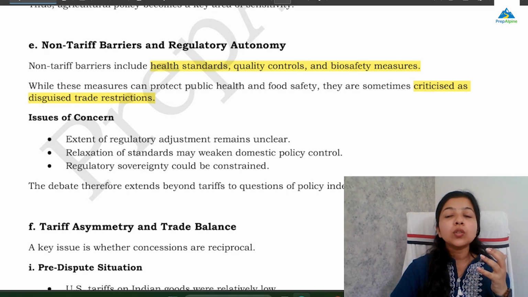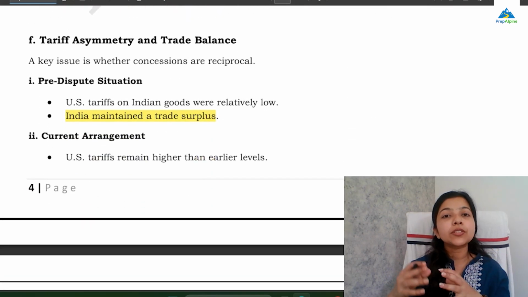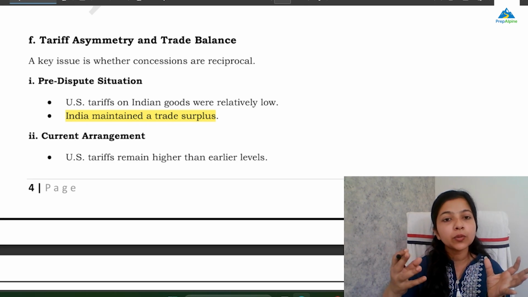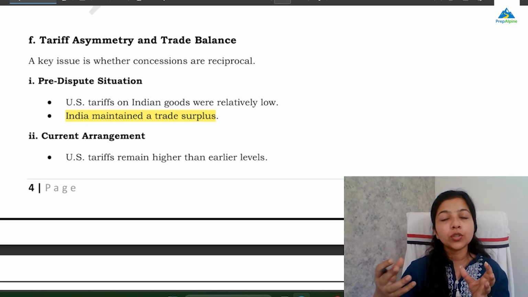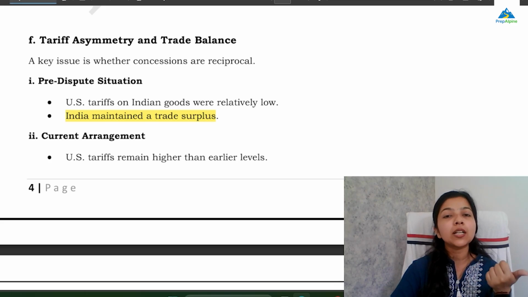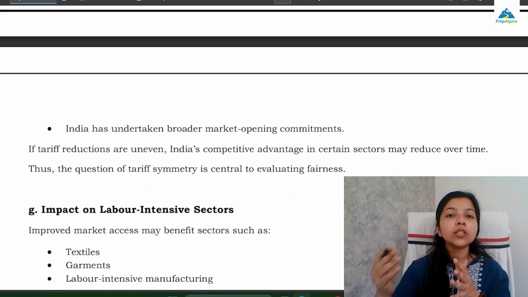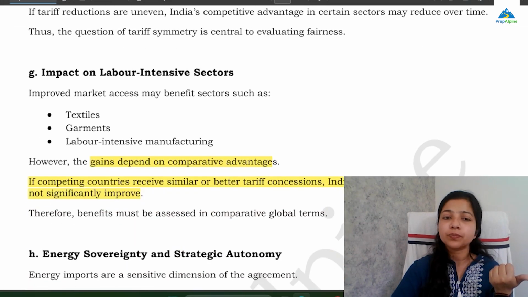Then there is also concern about tariff asymmetry and trade balance. Since the pre-dispute level tariff has not been restored, the concern for India is that the surplus that we used to maintain with the US may come down to a certain level, since the tariff levels are not yet at pre-dispute levels. Then it will also have an impact on labor sensitive sectors.